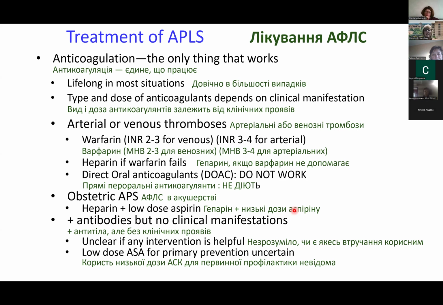So if somebody is having arterial or venous thrombosis, then the best drug to use is actually still warfarin. So warfarin is a pill you take daily. You have to monitor the INR. And if the patient has venous thrombosis, you want their INR to be between 2 and 3. If they've had arterial thrombosis, it needs to be a little higher, between 3 and 4. So we usually shoot for something around 3.5.